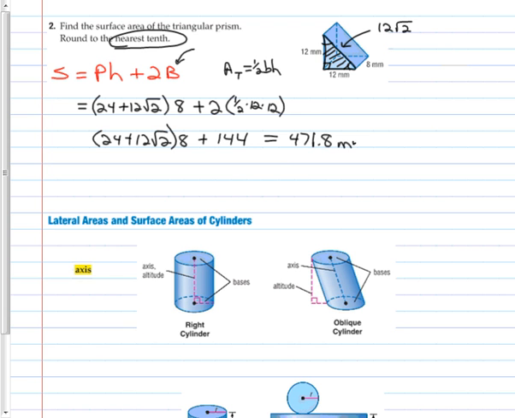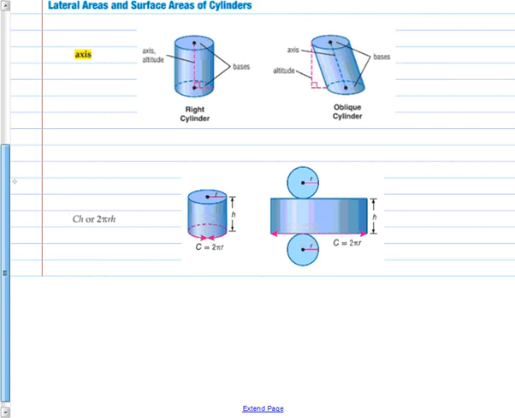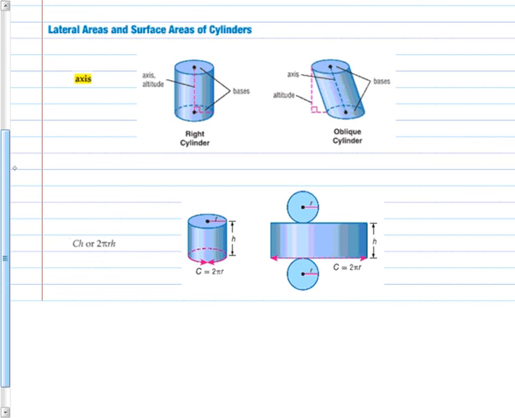471.8 millimeters squared. Column 2. I said 2 columns. Left-hand column, you only have 2 formulas right now, dealing with the prism. Now, on that piece of paper on the right-hand side, we're going to have some formulas in just a minute dealing with cylinders. So we want to know about lateral area and surface area of cylinders. Make sure we can get some proper terms that go along with it.